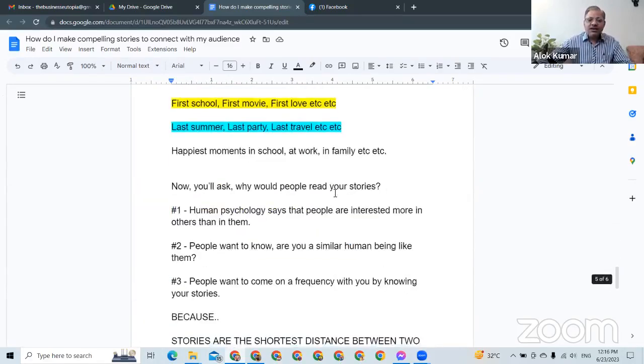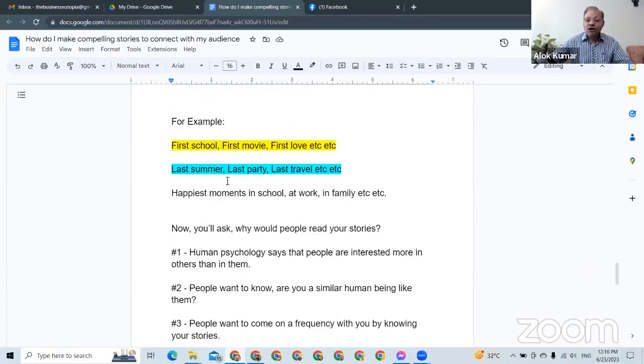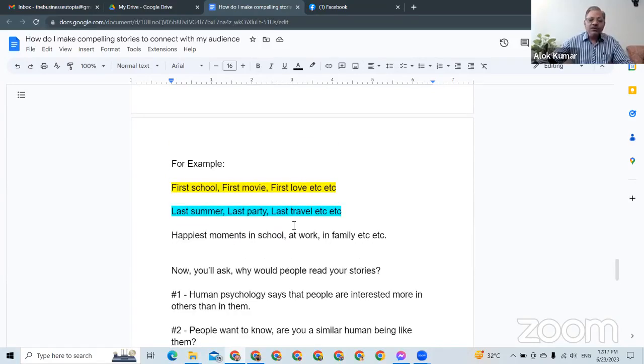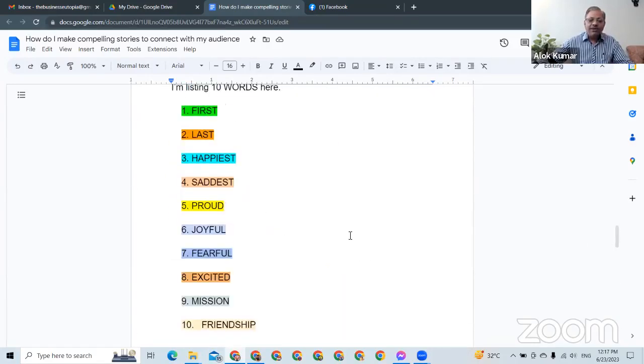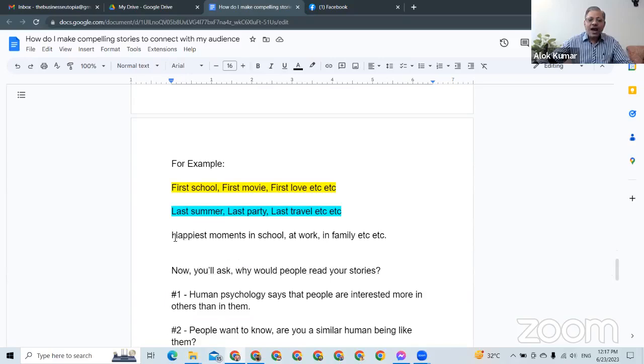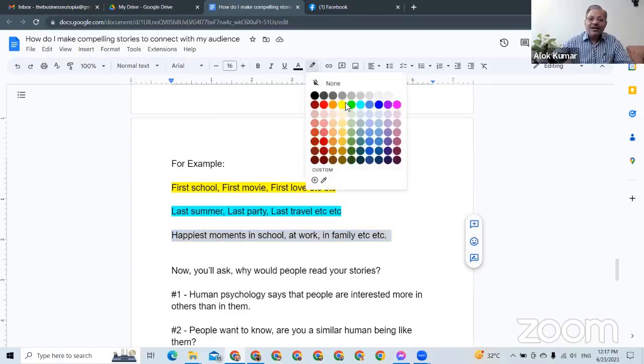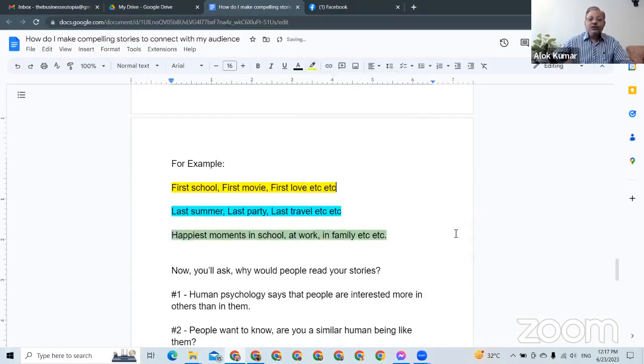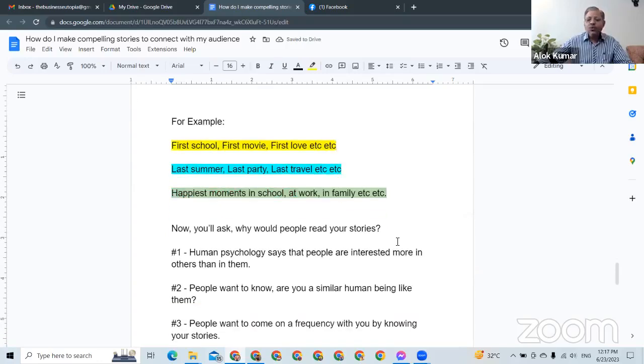So I gave you an example of last. You can talk about the last summer you spent, your last party which you spent with your friends and family, or the last travel which you had. Now, let's say talking about happiest, I've given you the word happiest. Now you can talk about your happiest moments in school, at work, in family, anything which you feel was the happiest moment in your life. And you'd love to share it with everyone, right? So these words would help you create multiple stories, right?